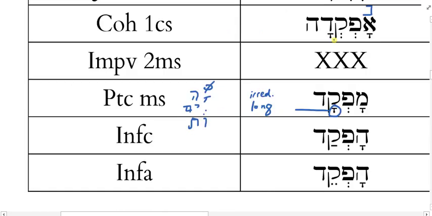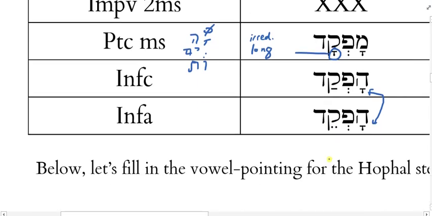Finally, the infinitives are hofkad and hofkade. Hofkad for the infinitive construct, hofkade for the infinitive absolute. What's nice about these? Well, both of them not only have the prefix hey, but they both have the U-class vowels under the hey, which will help you know that they are Hophals. The difference, though, is between the pathak and the seri. All right? Okay, good. So that's the way you form it.